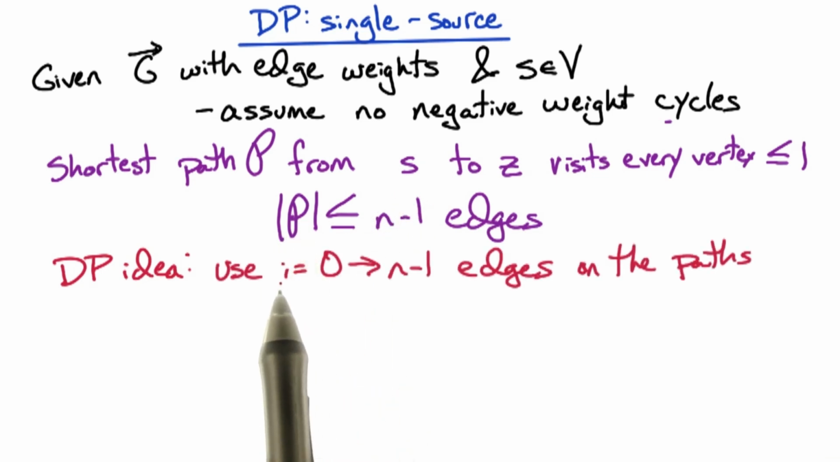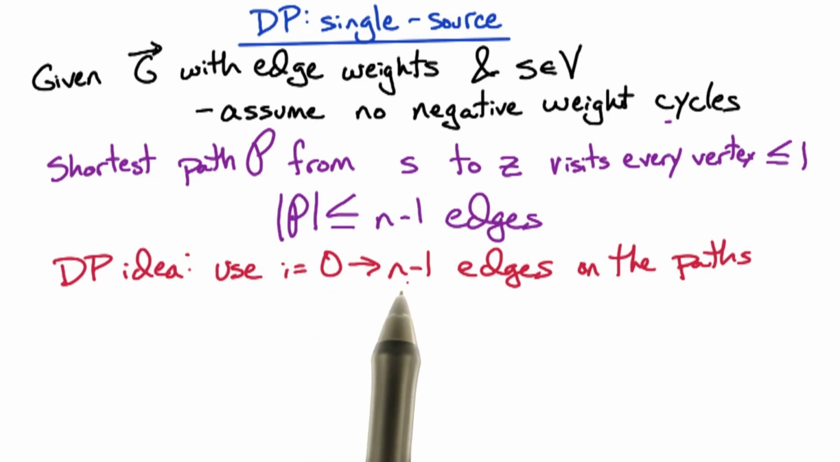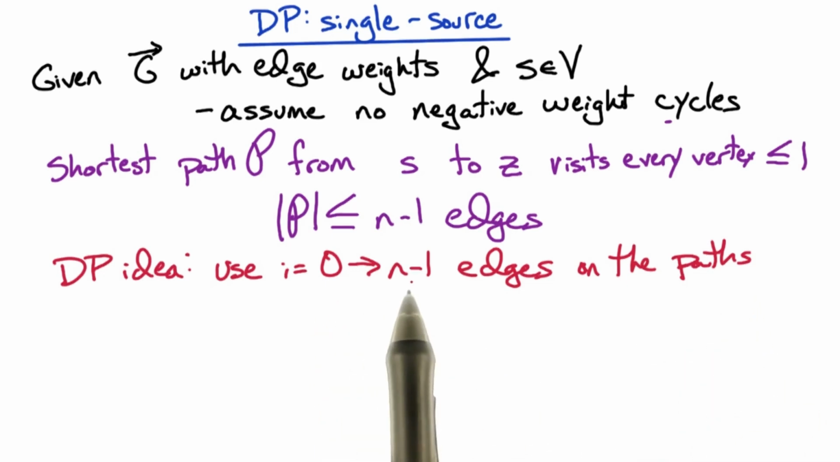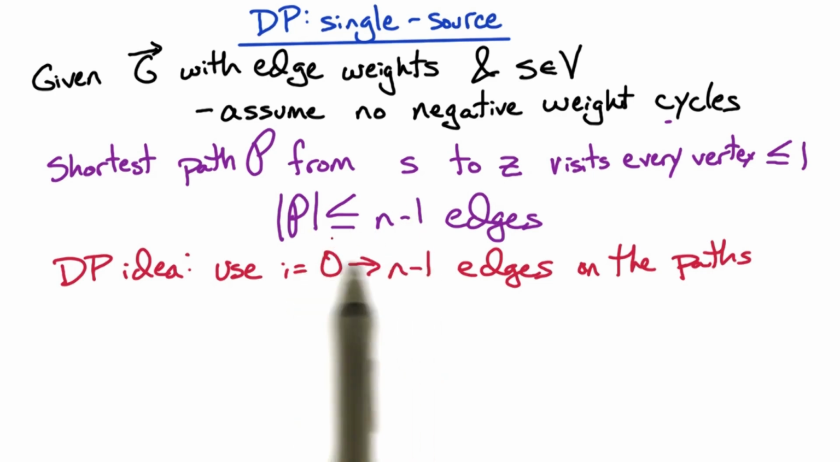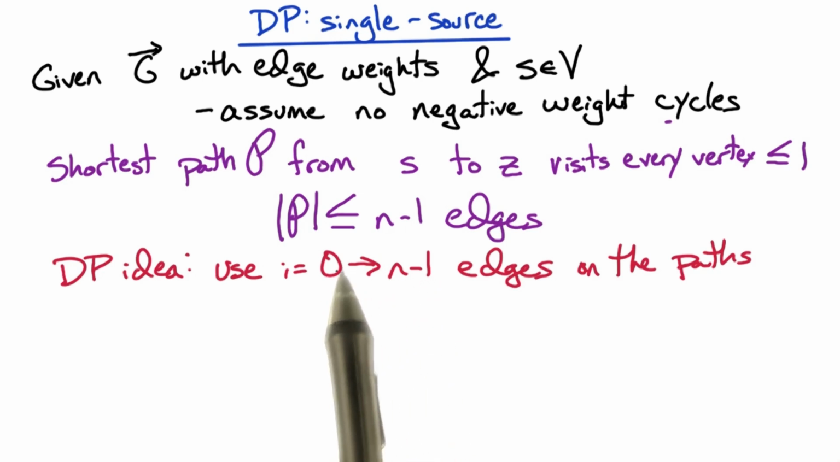What we're going to do is introduce a variable i, which is going to vary from 0 to n-1. And this is going to be the number of edges that we allow on the paths that we consider. When i equals n-1, then we're going to allow the paths to be of length at most n-1 edges, and that's going to solve the shortest path problem. That's going to be the final solution. At the beginning, the base case, i equals 0, we don't allow any edges.